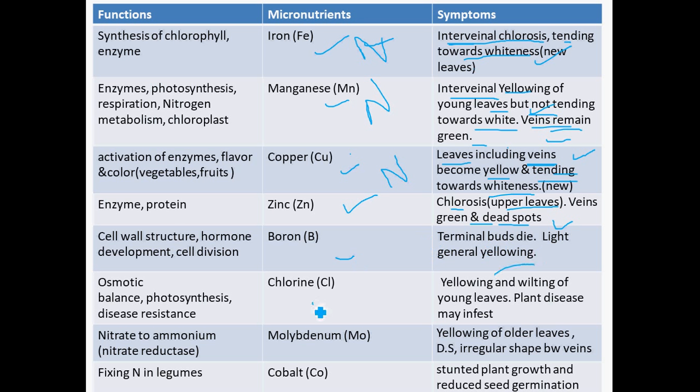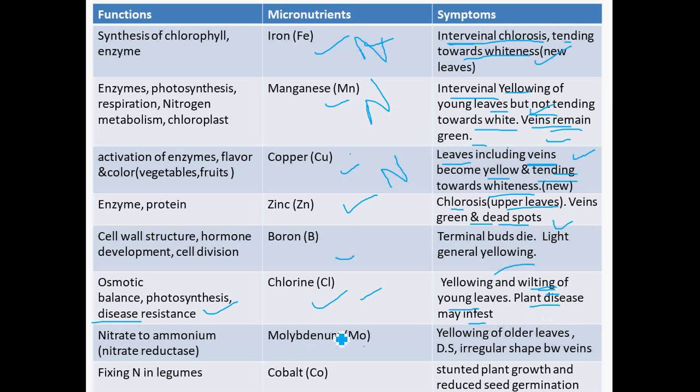Next one is chlorine. Yellowing and wilting of young leaves. Wilting means drooping or drying out of leaves. Plant disease may also infest, because chlorine is responsible for suppressing plant diseases. So when there is lack of chlorine, plant disease may infest the plants.